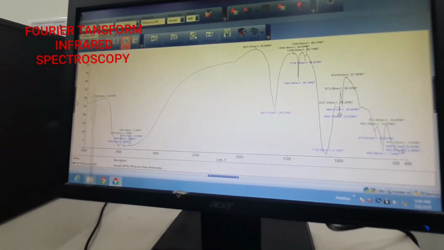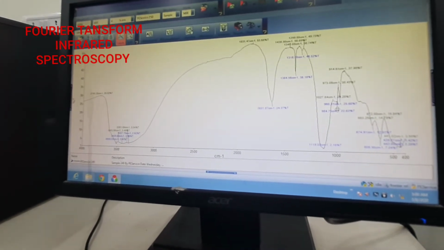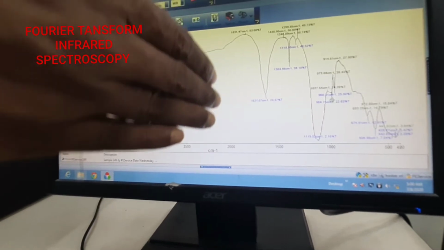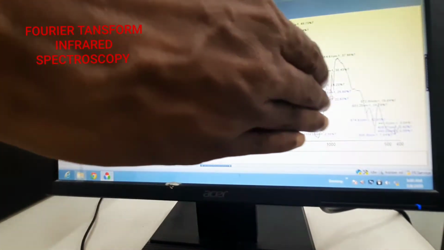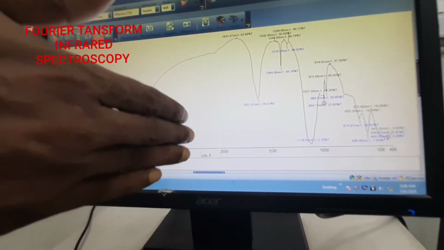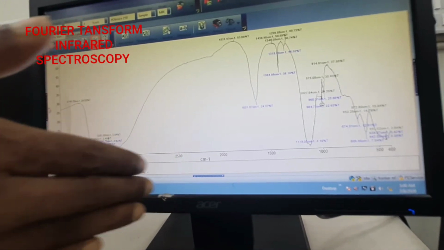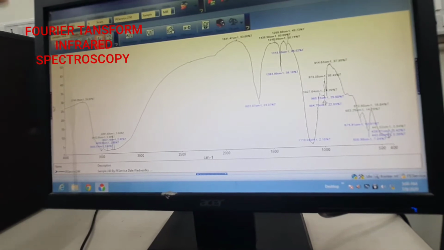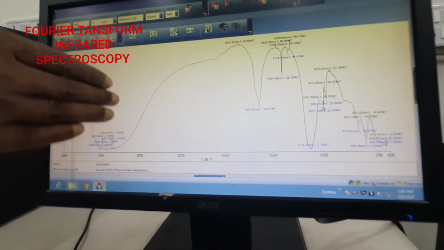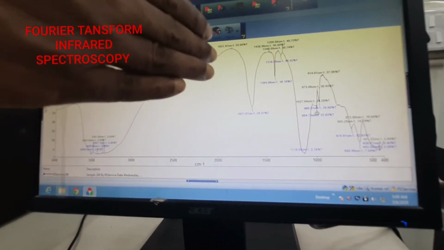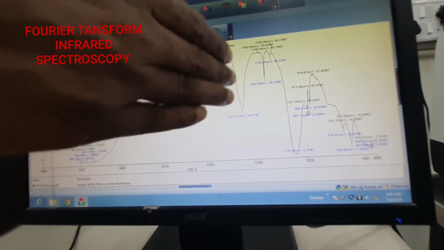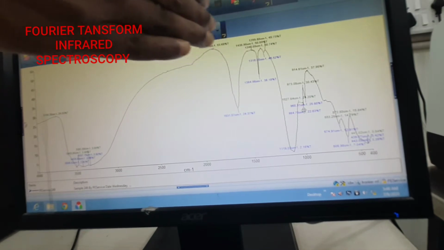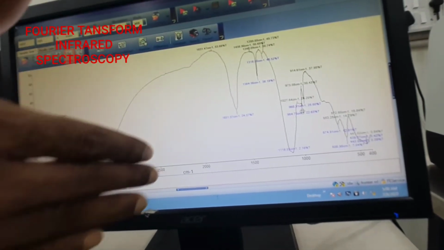We know the IR radiation frequencies are beyond the visible range. This way, on the x-axis we have the wave number, whose unit is per centimeter, and on the y-axis is the percentage of transmittance of these IR radiation waves, and these peaks represent the frequency in per centimeters of this prepared semiconductor material.